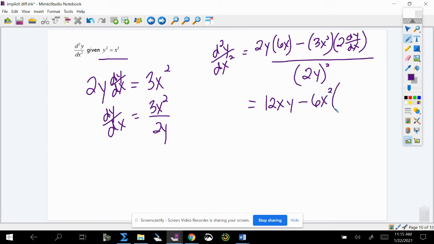I'm also going to replace the dy dx while I'm at it. I know my dy dx is 3x squared over 2y, over 4y squared. And I'm really not going to get into a lot of extra simplifying because I don't have anything further to do with this question. So that's looking at that second derivative. So there are questions that they'll ask you to do a second derivative, but they'll give you a numeric value. In some ways, these are slightly easier.